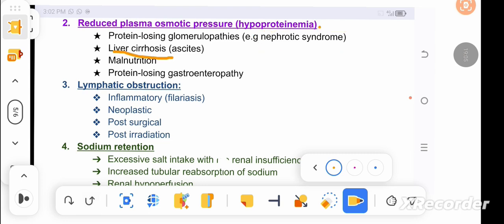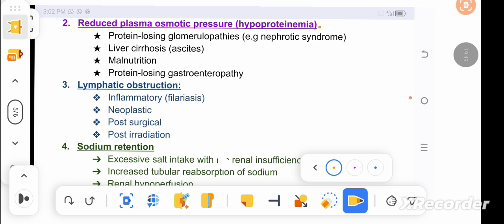Then liver cirrhosis, where the synthesis of albumin is impaired. You know the liver is the one which produces the proteins which are in the blood, 70% of which is albumin. If the liver has a disorder such as liver cirrhosis, those proteins are not produced, leading to accumulation of fluids. And then protein-losing gastroenteropathies as well can lead to edema. So here we are losing proteins due to a problem in the alimentary canal, or let's say in the gut.